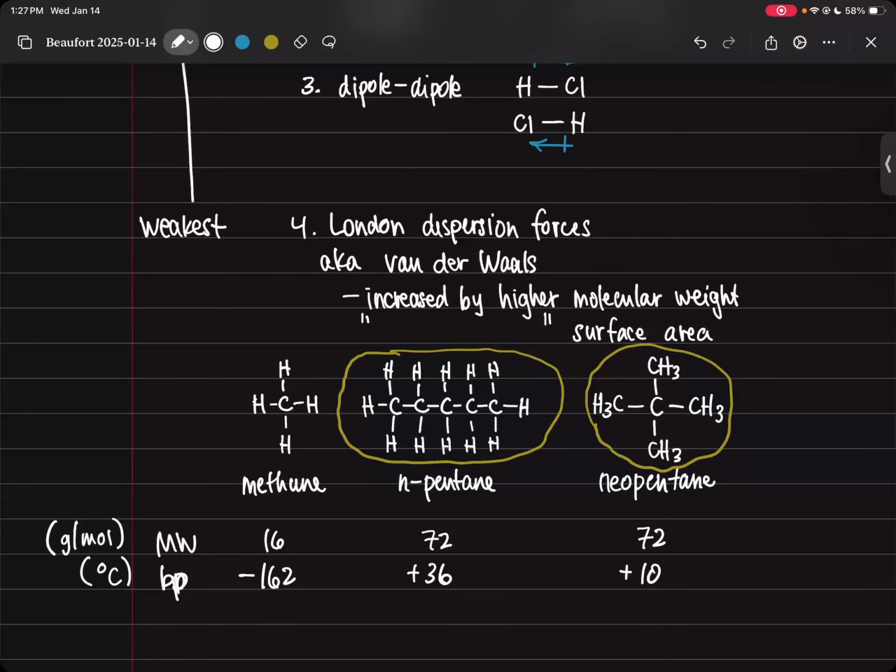Questions on any of the Gen Chem stuff that we've talked about? This is a pretty solid list of the stuff that's really going to be important for organic.